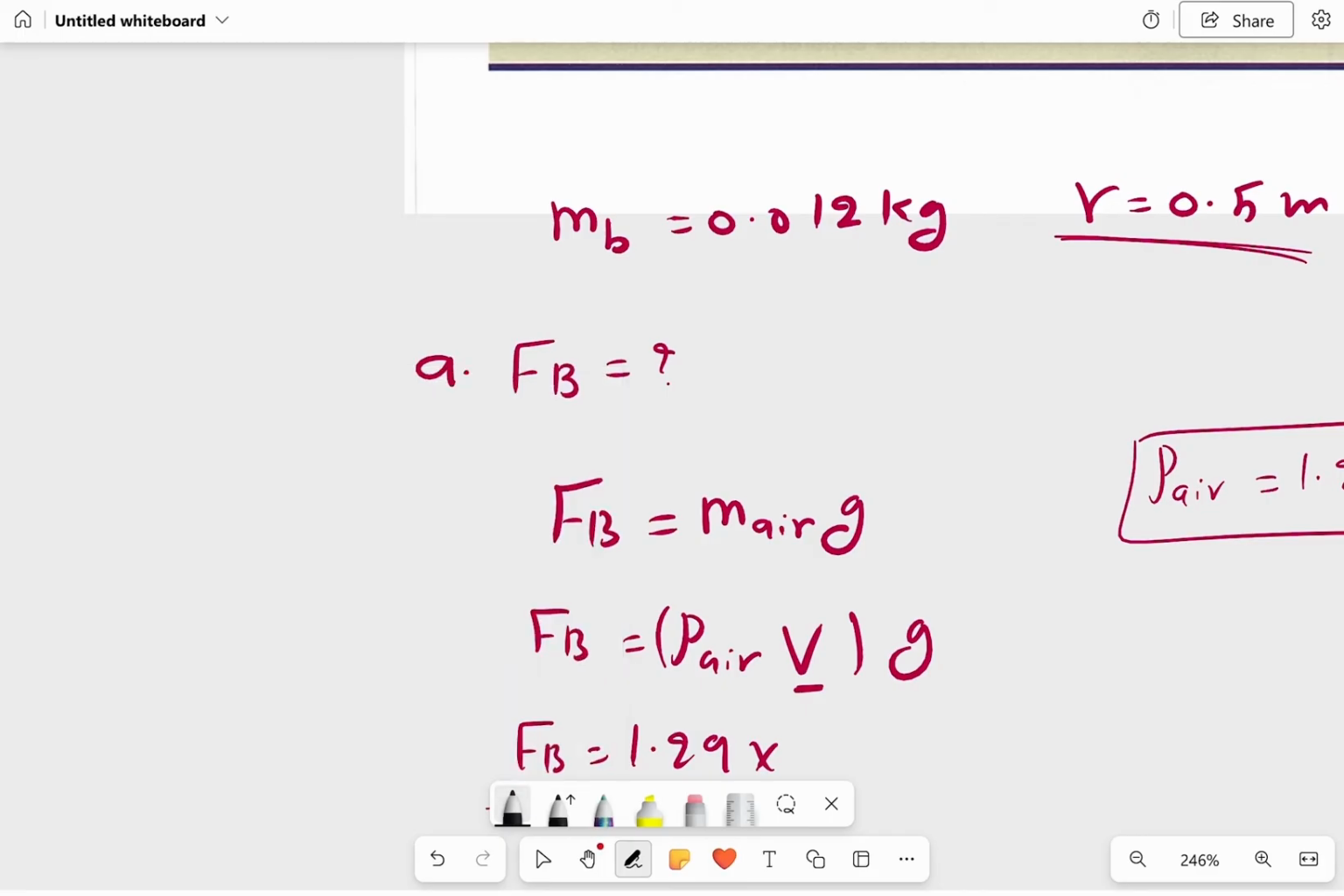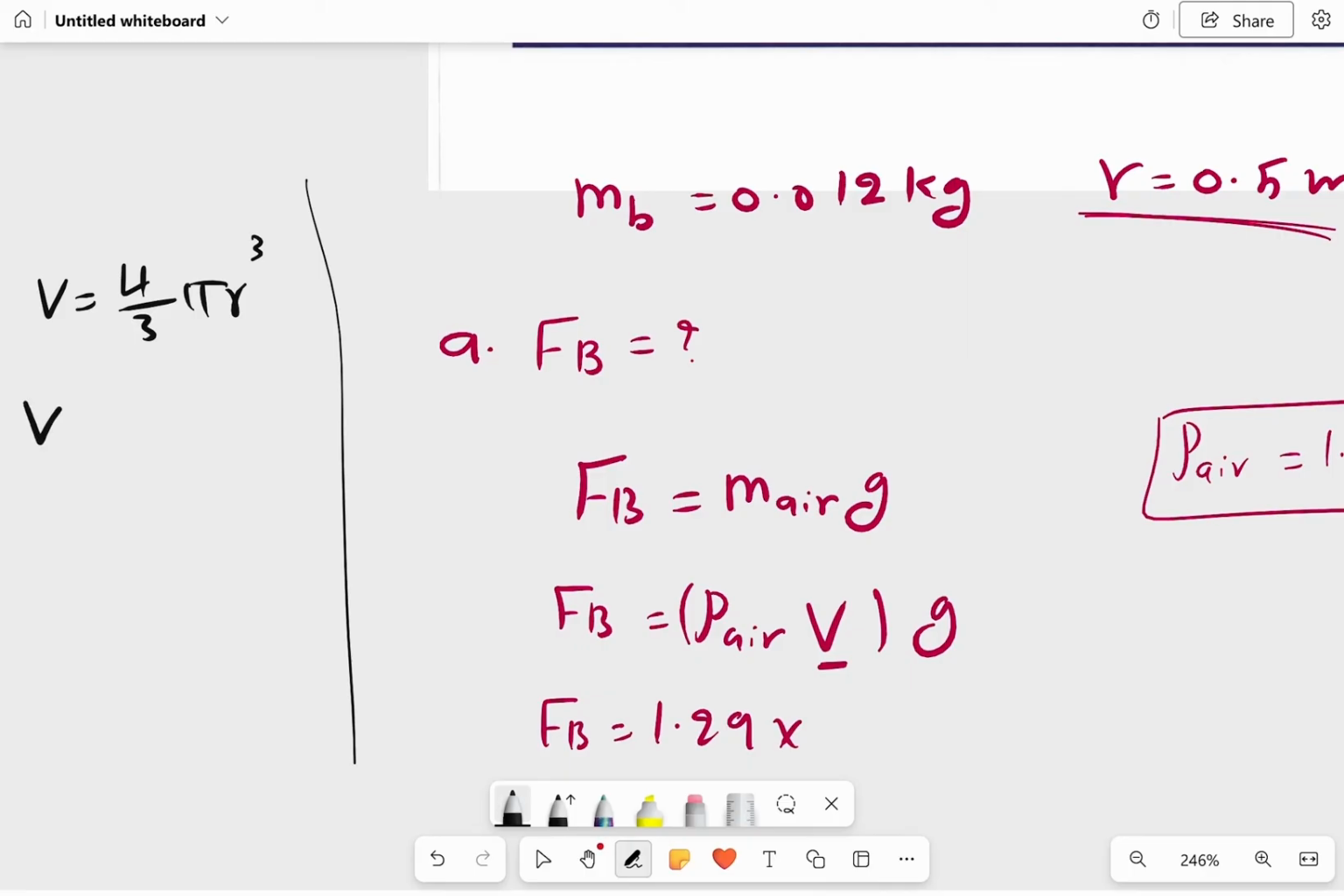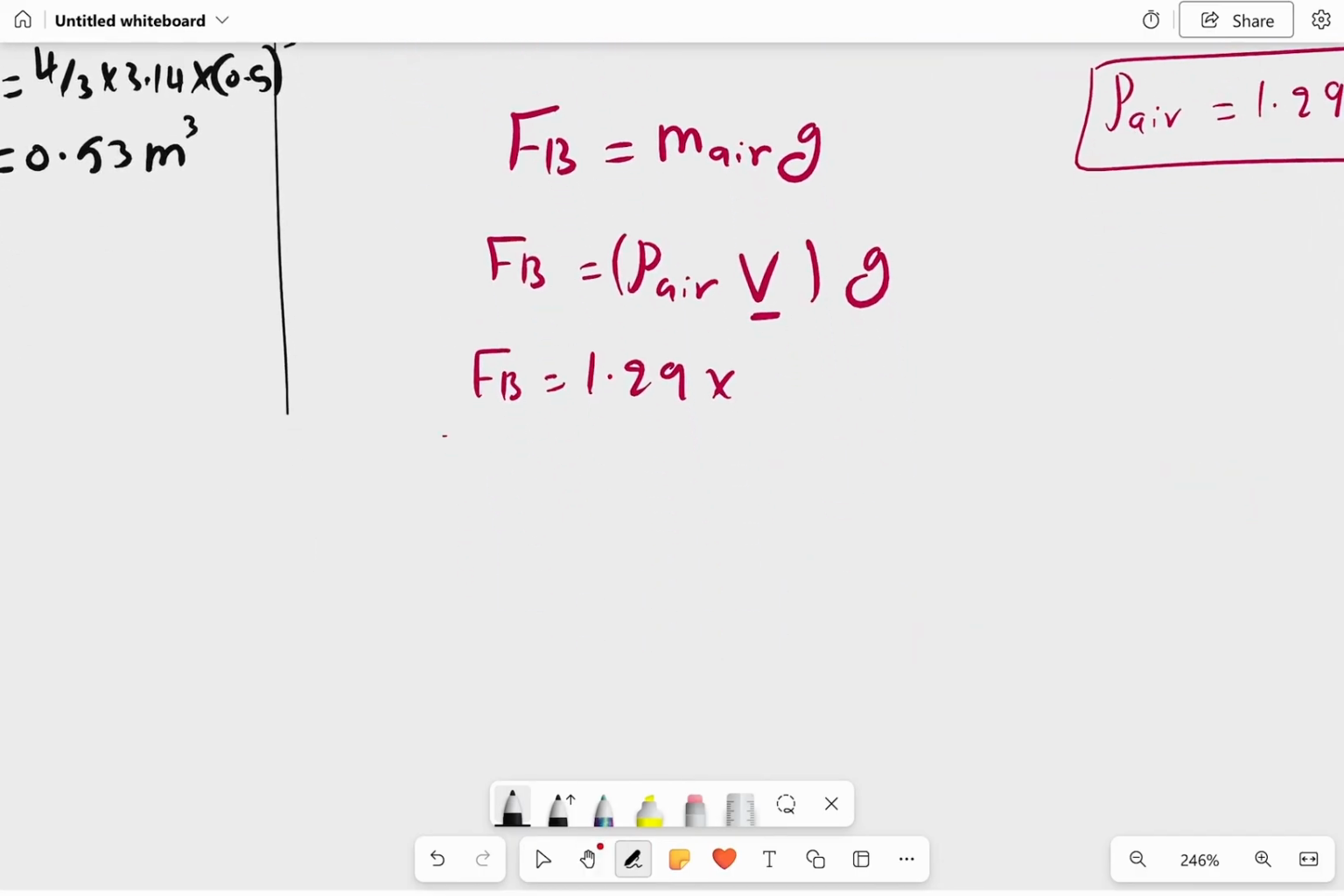Okay, use this equation. Volume is equal to 4/3 pi r cubed. Then you have V equal to 4/3 times pi, which is 3.14, times 0.5 cubed. Then you have volume, which is equal to 0.53 meter cubed. We found volume 2. Let's put it here.